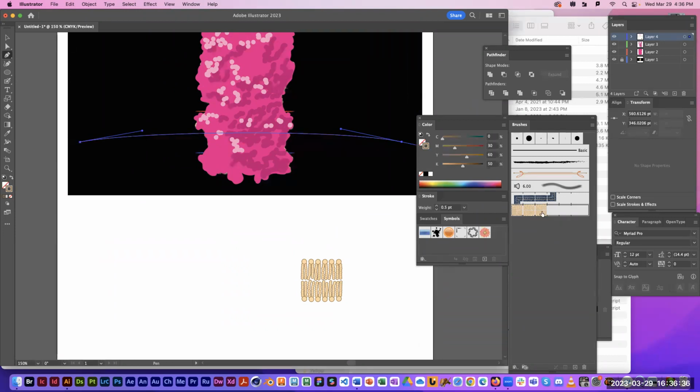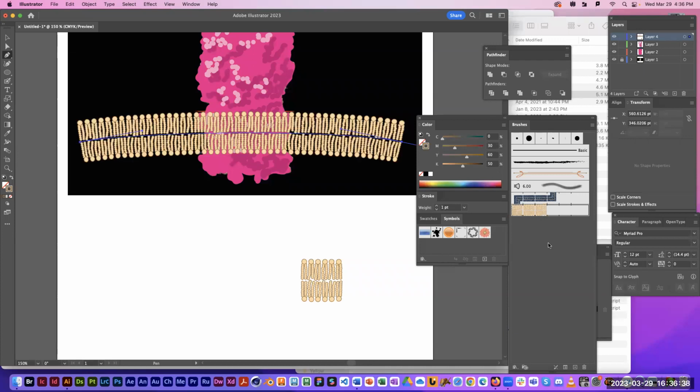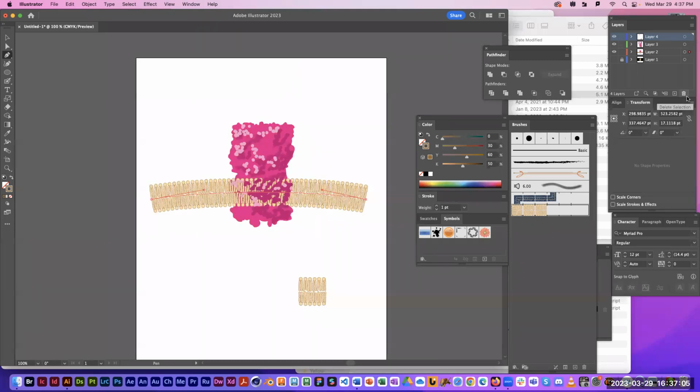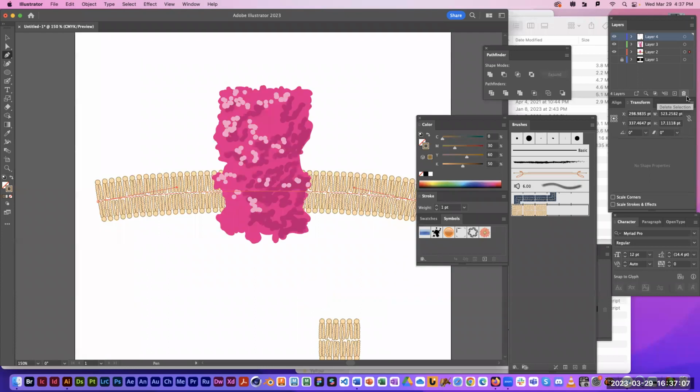And you apply that lipid bilayer to that path. And that's relatively close. I just kind of got lucky that it happened to be just the right width. So now I'm going to drag that shape to the background and send it to the back. And I might want to make my lipid bilayer look like it's kind of fading into the background.